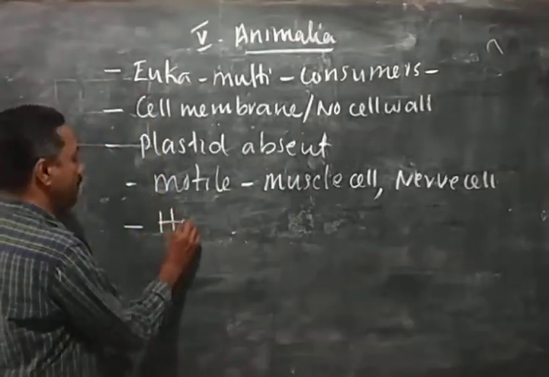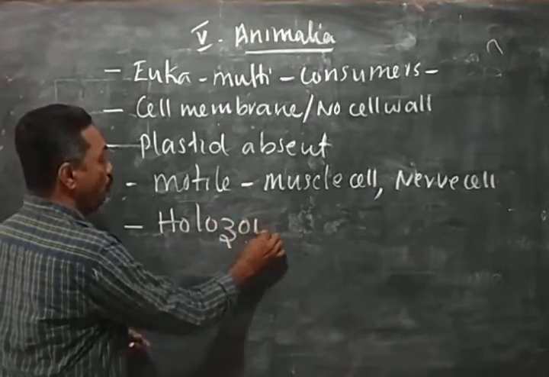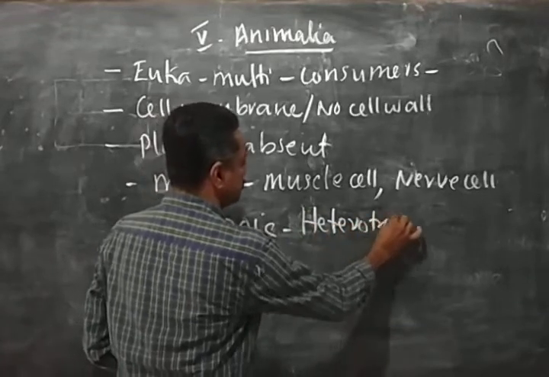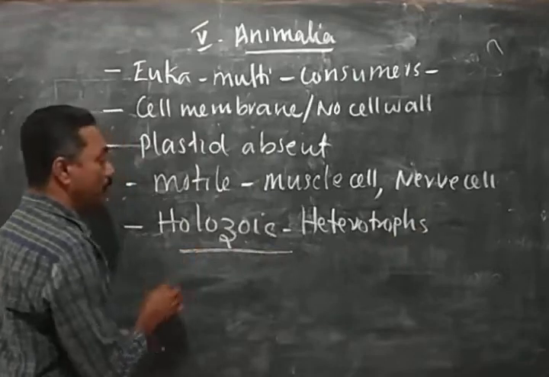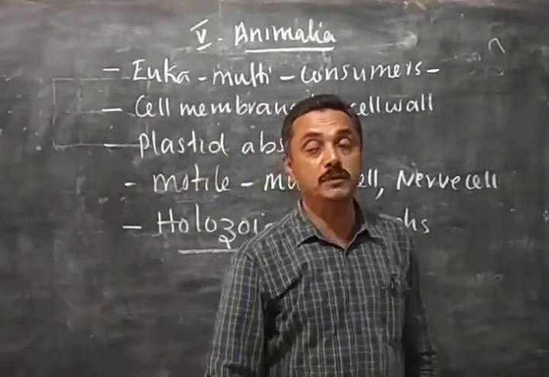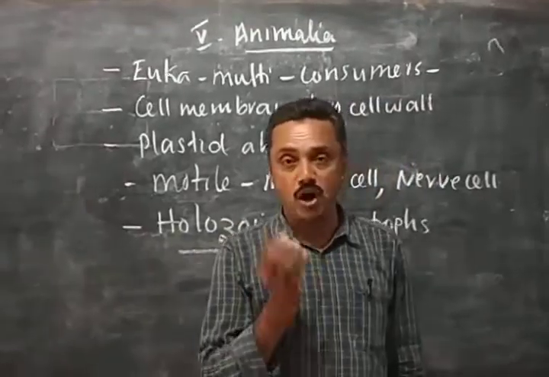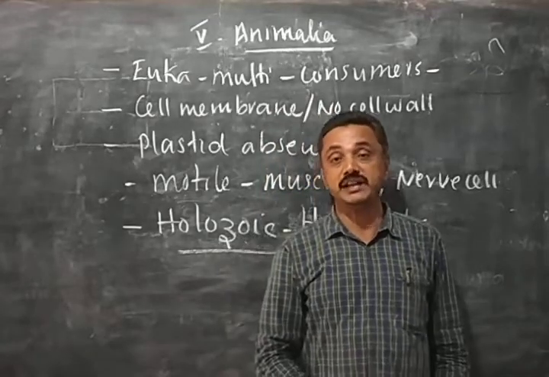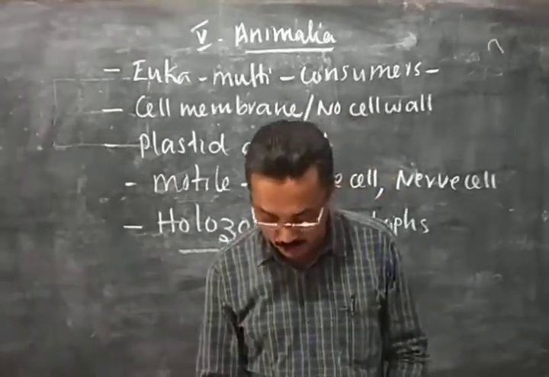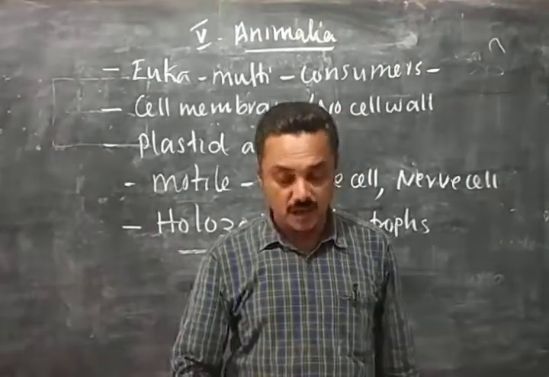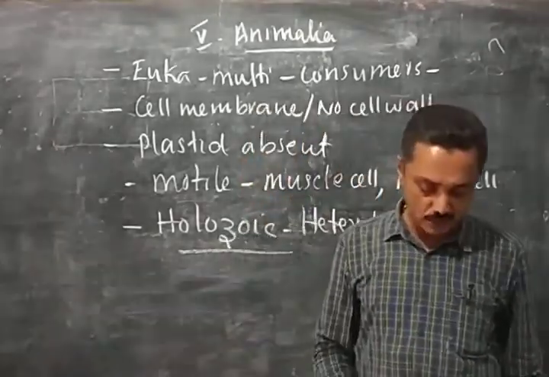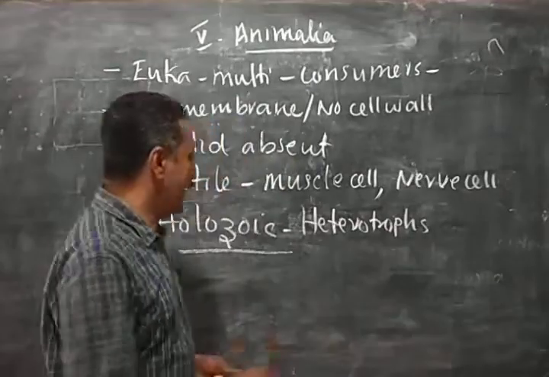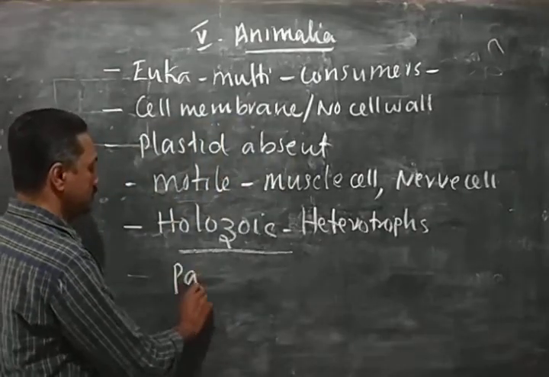Then, what is the type of nutrition? The type of nutrition is called holozoic. They are all heterotrophs. Holozoic means taking solid food into the body through the mouth, and digestion takes place inside the body. Very rarely, some are parasites too.